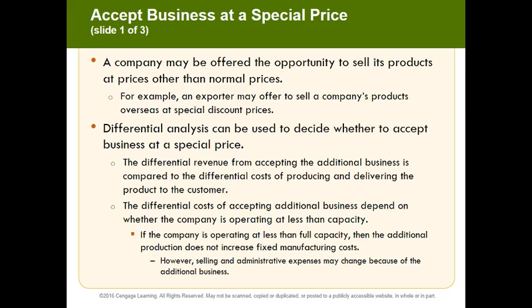The differential revenue from accepting the additional business is compared to the differential costs of producing and delivering the product to the customer. Those differential costs of accepting additional business are going to depend on whether or not the company is operating at less than capacity. If the company is operating at less than full capacity, so they have room, then the additional production is not going to increase any of those fixed manufacturing costs. But there could be some selling administrative expenses that may change because of this additional business.